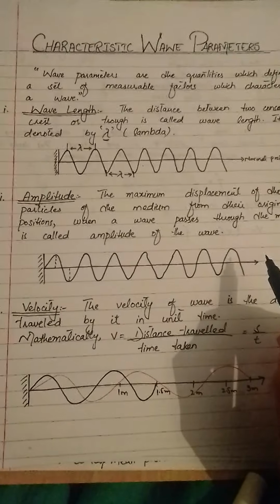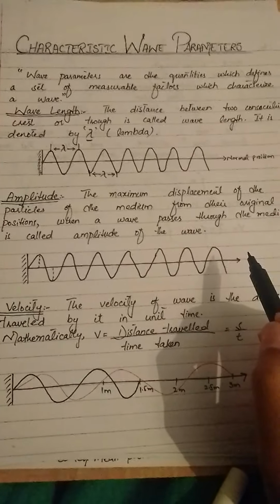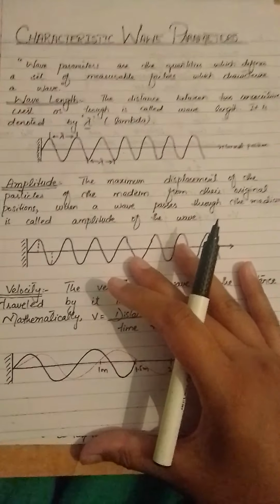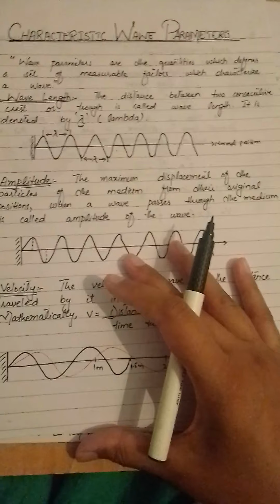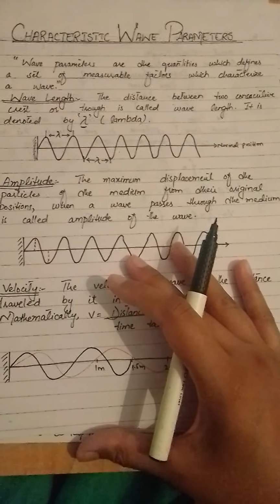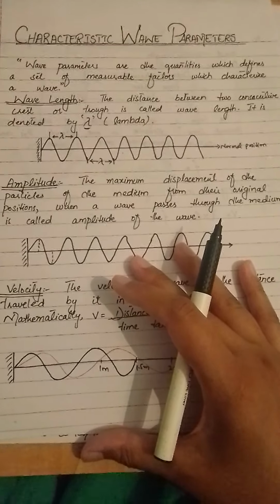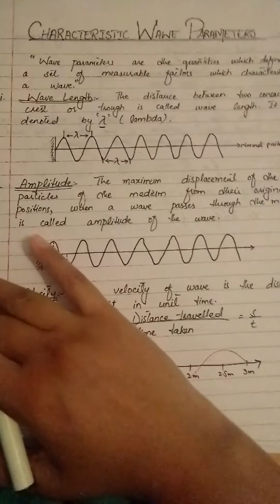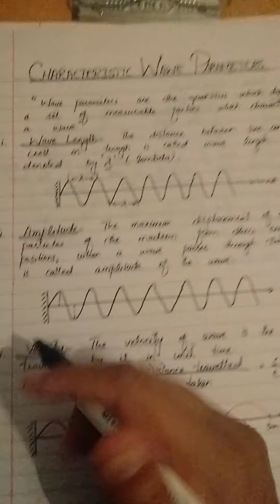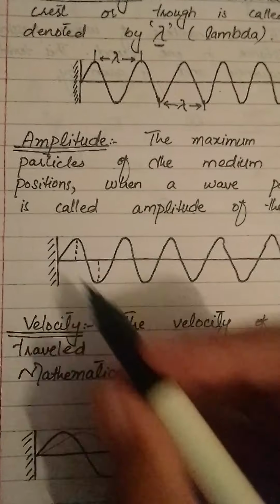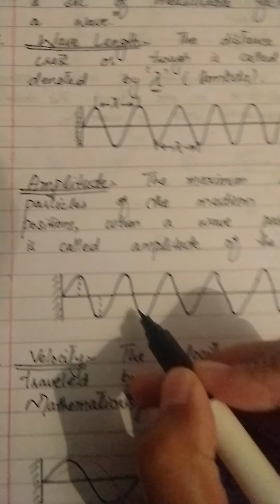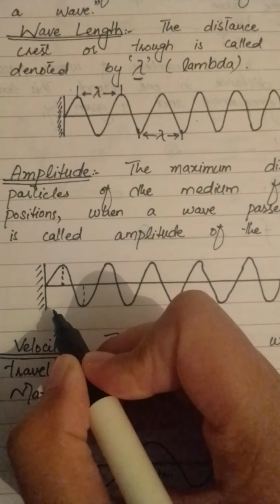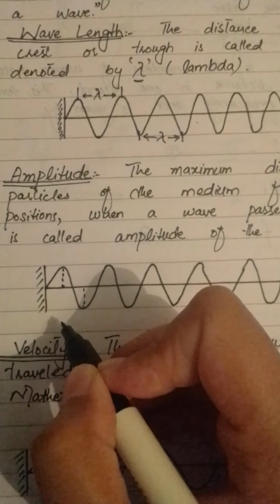Now we will study about amplitude. The amplitude is the maximum displacement of the particles of the medium from their original positions when a wave passes through the medium. So what exactly is the amplitude, we will see here. Consider this wave. Here, what is the maximum distance a particle can travel during wave motion?